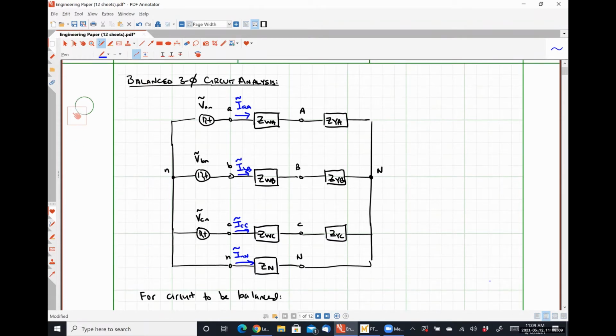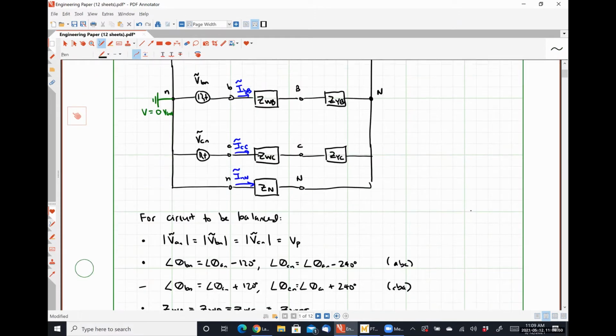Okay. So another thing that I'm going to do to make our analysis a little bit easier here is I am going to select a neutral node as a reference. So that's just going to be considered our 0 voltage point for this system. I am going to do that arbitrarily here. So the source side neutral, we are going to consider to have a voltage of V equal to 0 volts RMS, okay? And that's just to make our math a little bit easier.